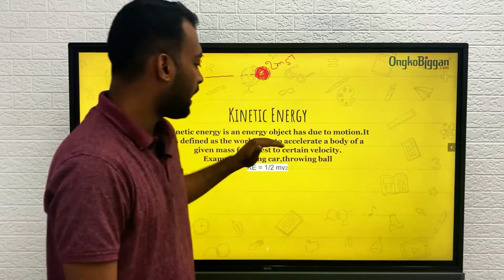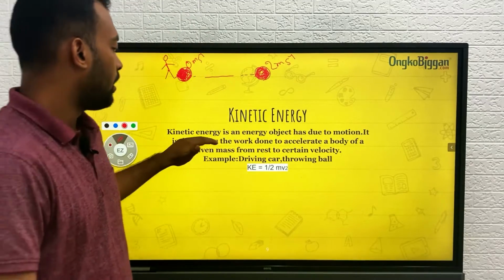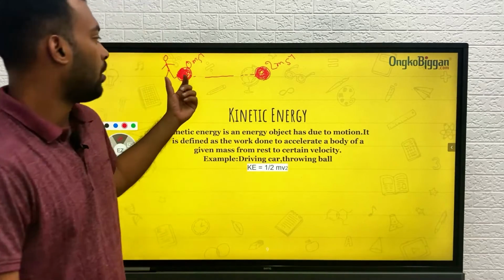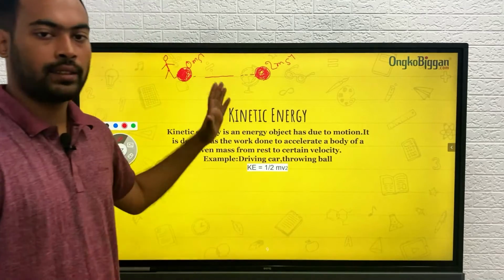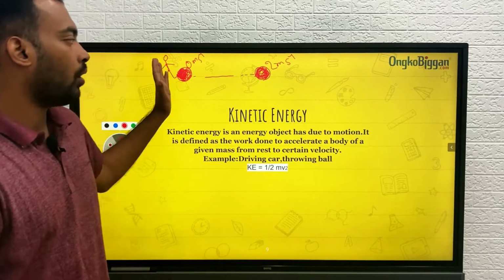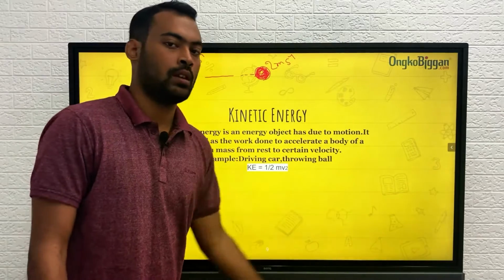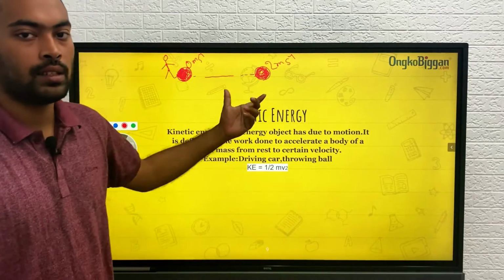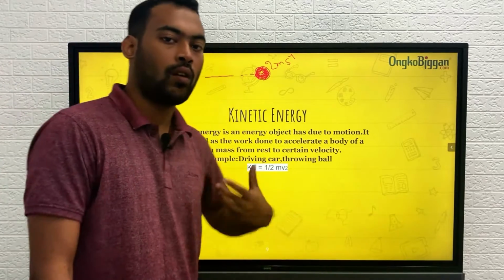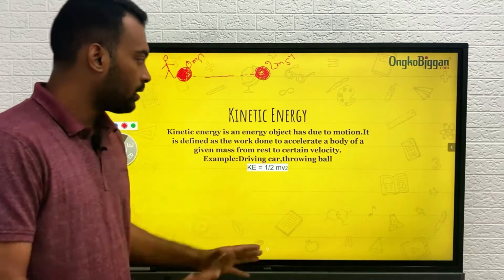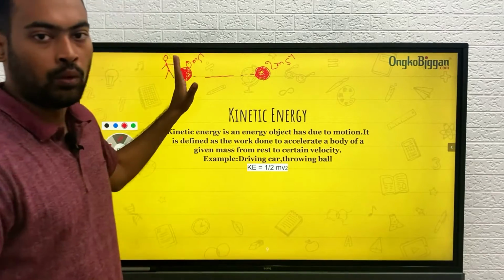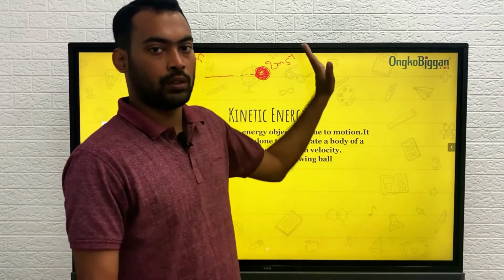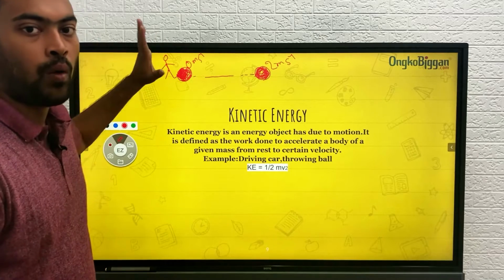So kinetic energy is the energy of an object due to motion. It is defined as the work done to accelerate a body of a given mass from rest to a certain velocity. From rest to a certain velocity, a certain acceleration was needed so that the ball could come into motion. So from rest to coming to a certain velocity, the amount of work done is called kinetic energy. Obviously you have to give some force on the ball so that the ball could go from rest to a motion. So that means work is done.